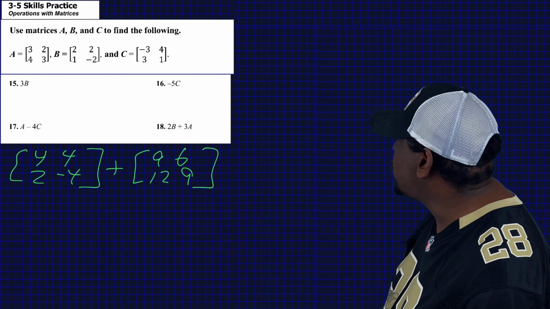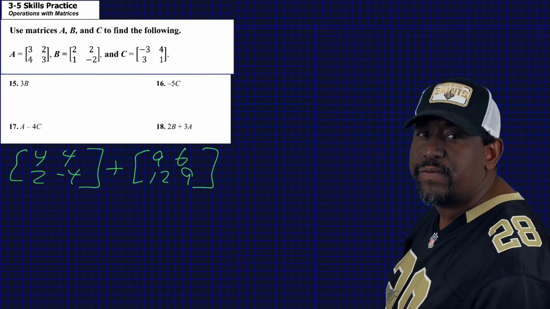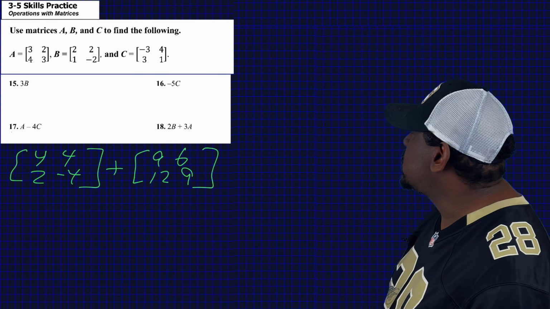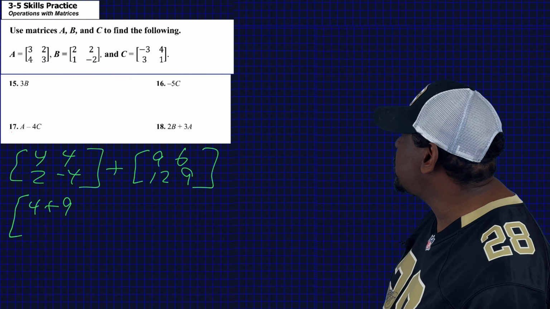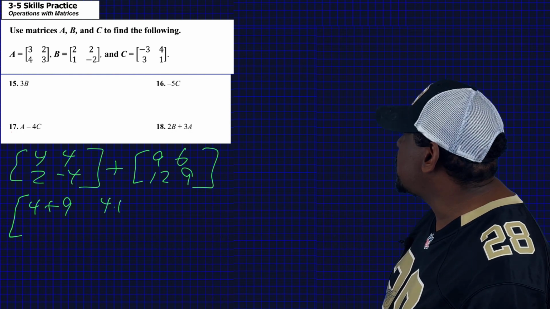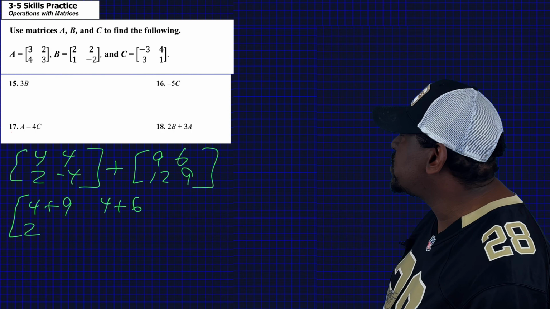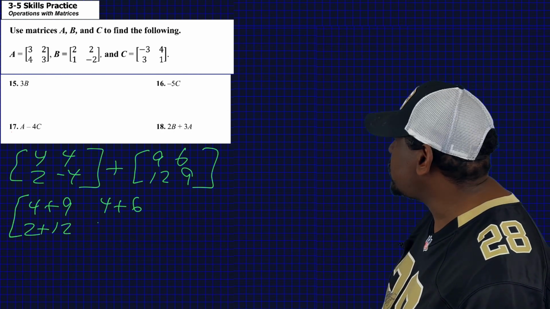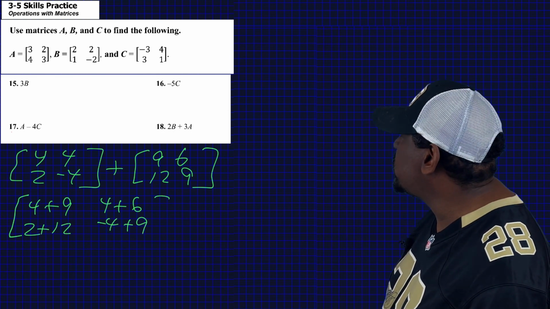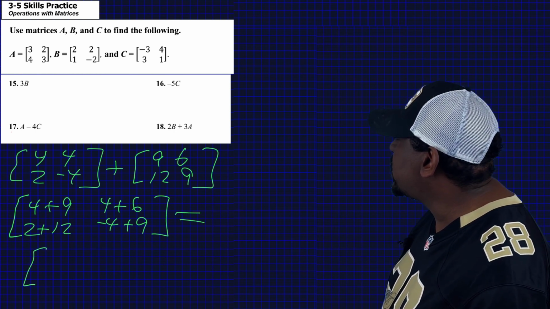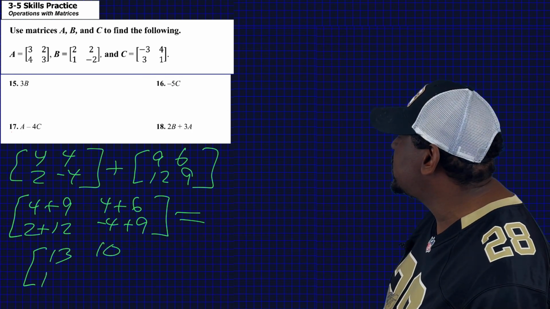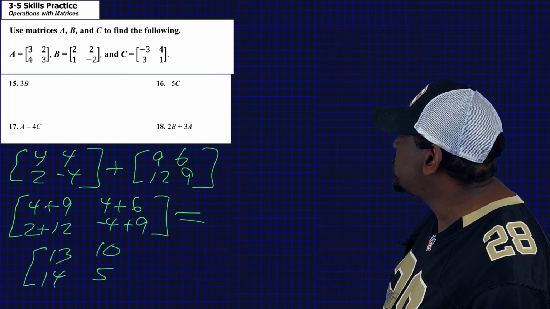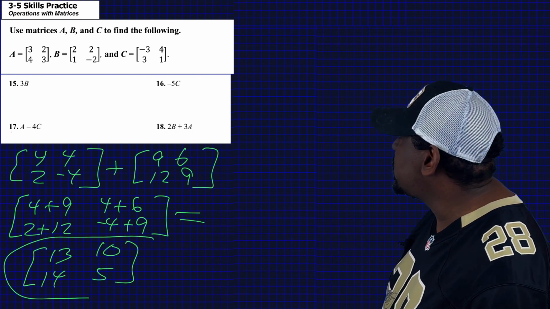And so in our first row, our calculations will be 4 plus 9 and 4 plus 6, which should appear any second now. And the second row, the calculations will be 2 plus 12 and negative 4 plus 9. So we add those together, and our final matrix will be first row 13, 10. The second row will be 14 and 5. That's our final answer.